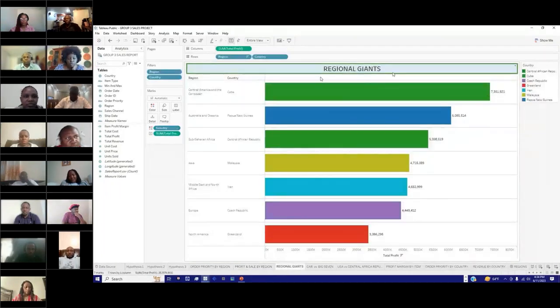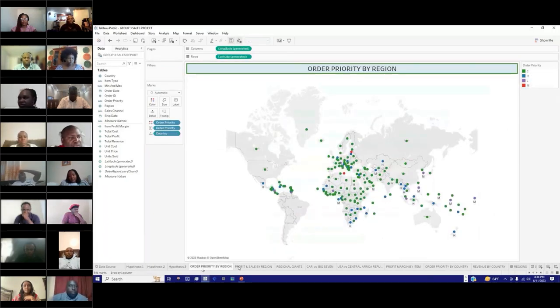That's when we came to these and just did a test on the data to find out which countries were making more sales and generating more revenues per region. So when it comes to Central, Cuba was first, Australia, Sub-Saharan Africa, we had Central African Republic, Asia, Malaysia. So if you look at these, we're actually missing the big seven that we were expecting to be here.